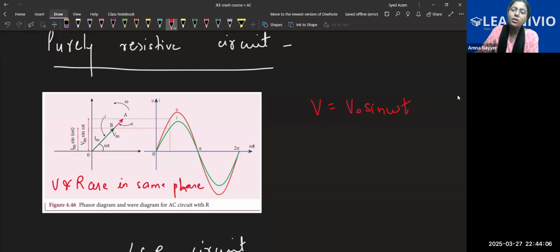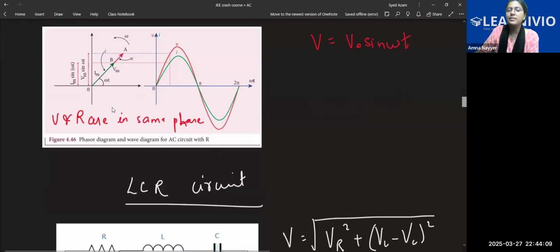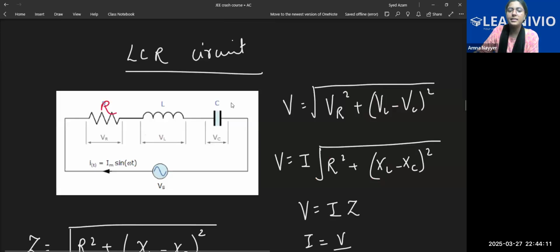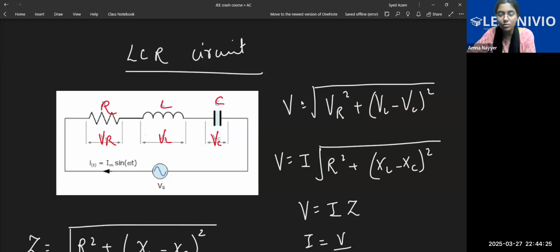Then when you combine all these three together, you get the LCR circuit. This is resistance, this is inductance, this is capacitance. So voltage here will be VR, voltage here will be VL, voltage across this will be VC. Current is I sine omega t. What you need to remember is V is under root VR square plus VL minus VC whole square.